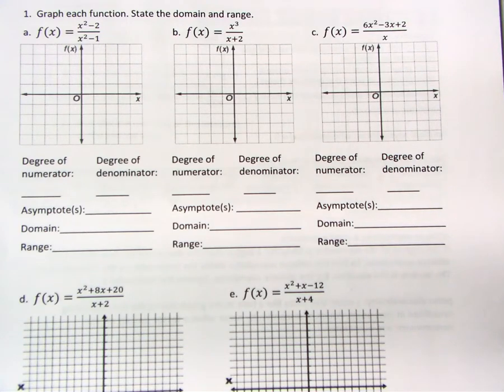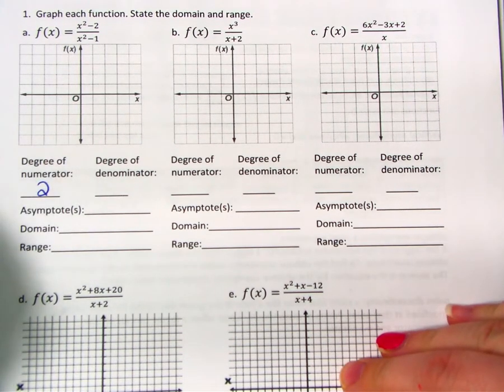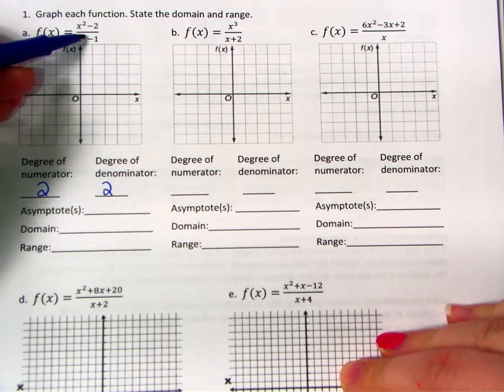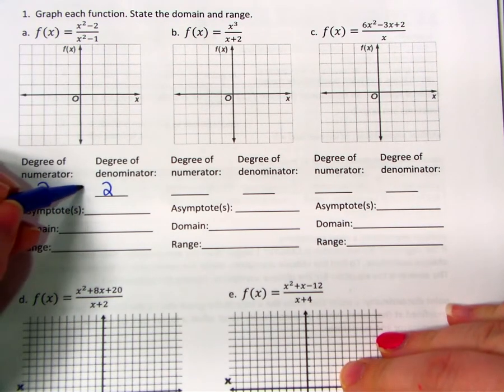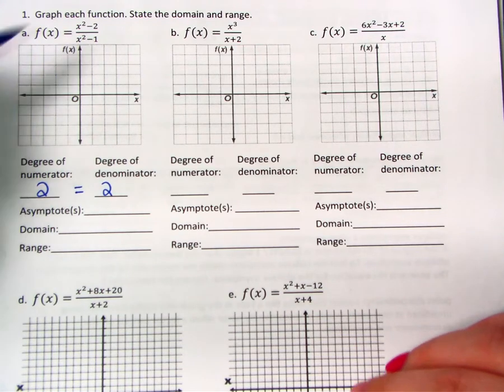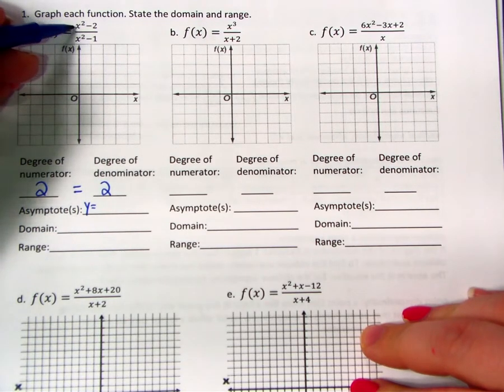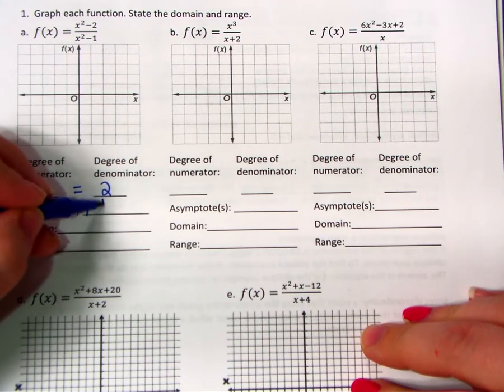Your first step with these is to identify what's the degree on top and what's the degree on the bottom. So in this first example, the degree on top is 2. The degree on the bottom is 2, because remember that's the highest exponent. And those two are equal to each other. So if we look back at the horizontal asymptote rules, we see that there's a horizontal asymptote when they're equal to each other of y equals your leading coefficient of the top, which is 1, over the leading coefficient of the bottom, which is 1. 1 over 1, or just 1.